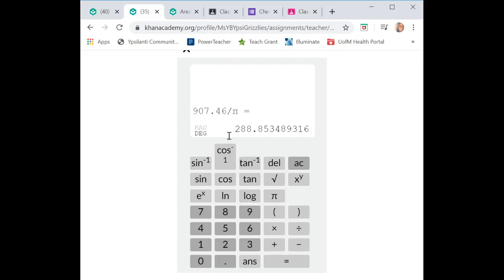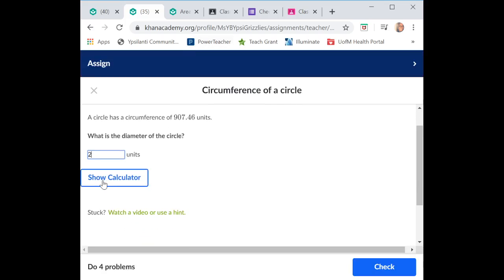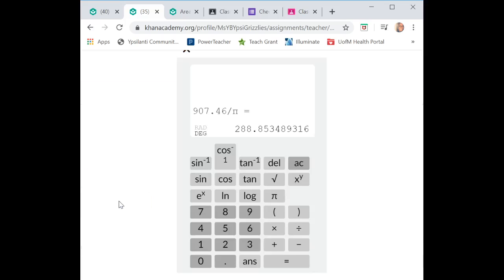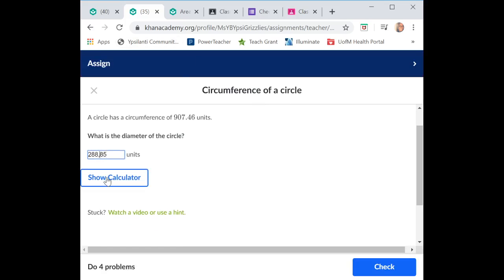And they give us this value. They do want you to round it to the nearest hundredths. I did kind of play with it, that's why I got one wrong. So if we round this, it's going to be 288.85 is going to be the diameter. 288.85. Oops, let me make sure I did that right. Put a comma? I did.